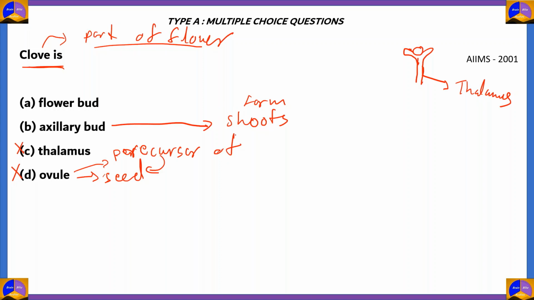They form new shoots. So therefore, they do not have anything to do with flowers, so option B is incorrect. The right answer is option A, flower bud. As you can see, this is a flower that's about to germinate, and it contains a thalamus and this calyx, and then this is a flower bud. So option A, flower bud, is the right answer. So the whole structure of a clove is known as a flower bud.